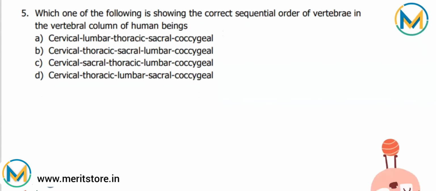Which one of the following is showing the correct sequential order of vertebrae in the vertebral column of human beings? So now the vertebral column is in the arrangement like, first there are cervical bones, then thoracic, then lumbar, then sacral, and then coccygeal.